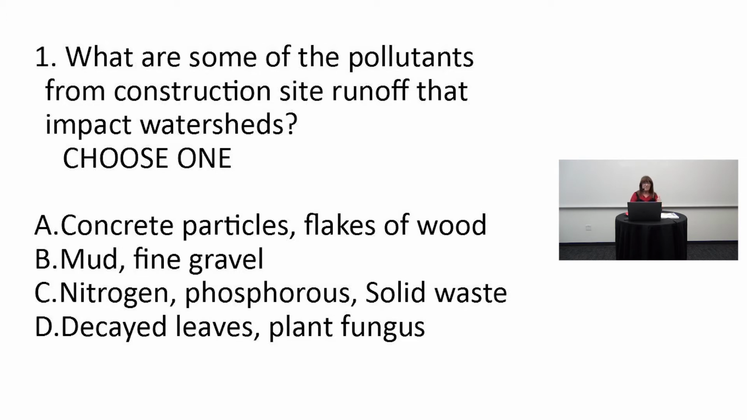Choose one. What are some of the pollutants from construction site runoff that impact watersheds? And here's what it is. C, nitrogen and phosphorus. Nitrogen and phosphorus appear in old-time fertilizers and are often found in your topsoil. Also solid waste. So nitrogen, phosphorus, and solid waste.